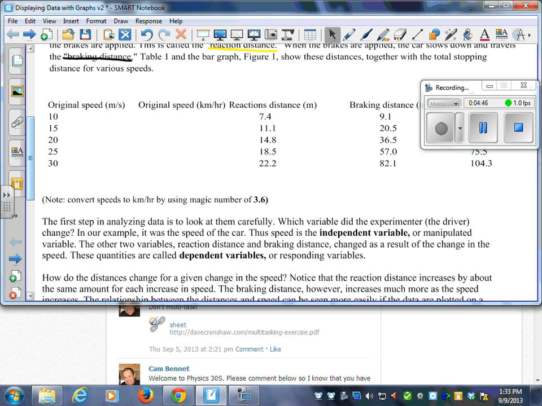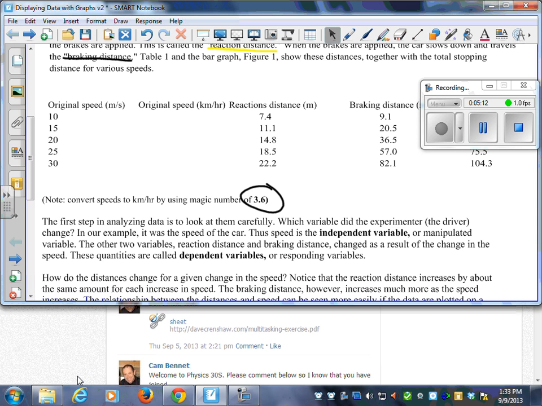Does anyone know the magic number? How do you know that, Keelan? Good for you. And it's also right here. The magic number is 3.6, and 3.6 is the magic number that converts from meters per second to kilometers an hour. And what you do is you multiply. So I'm hoping you all got the memo about the need for a calculator. And if you didn't, you probably should have figured it out. It's physics. There's going to be calculations.